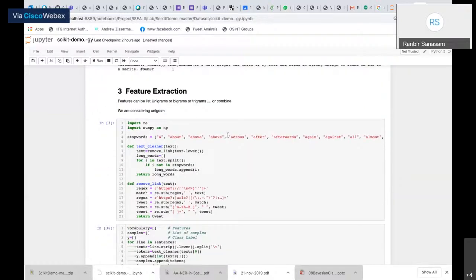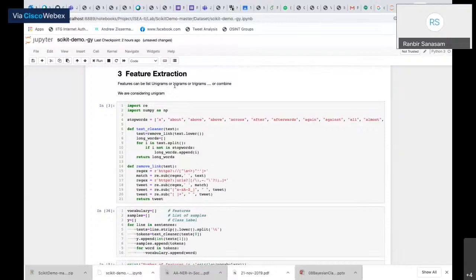Now I need to extract features. Features might be unigram, bigram, trigram, and so on. In this example, I'm just considering the unigram.